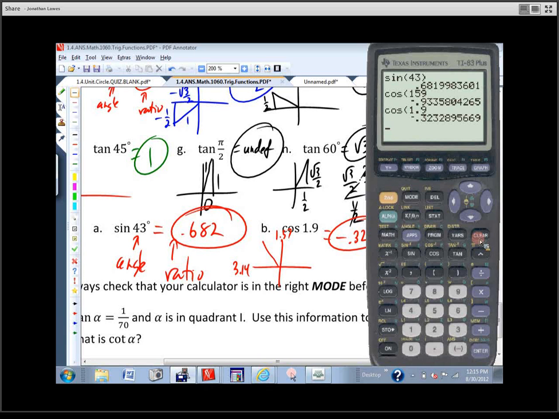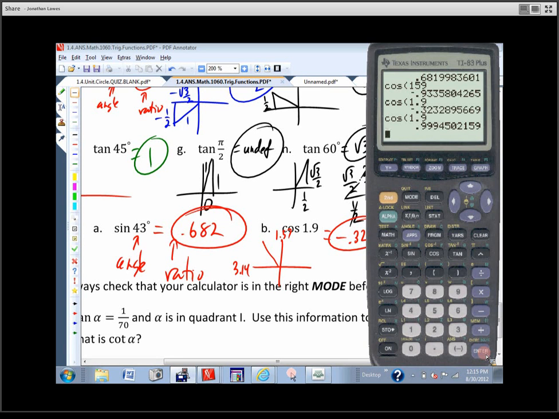Tell you what, put your heads down for just a second. I'm going to do exactly the same problem again. I'm going to recall this. What did that just do? Can somebody tell me why it gave me a different answer? It thinks it's a degree. I put it in degree mode.